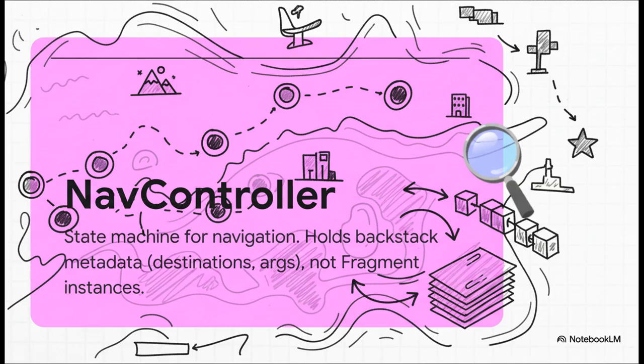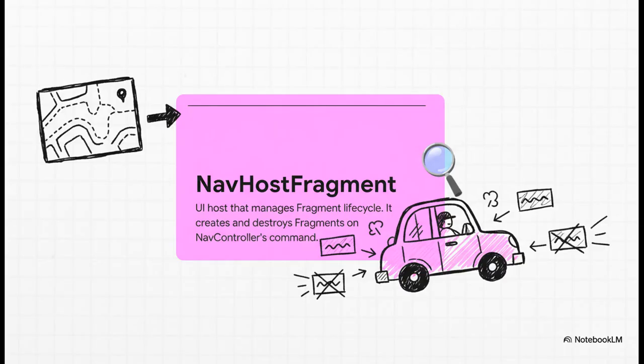It's just state. And if the nav controller is the map, then the nav host fragment is the driver. It's the UI component that actually listens to the map's instructions and does all the heavy lifting. It creates the fragments, it shows them, and this is the most important part, it destroys them. This separation of concerns, well, that's the key to the entire system.